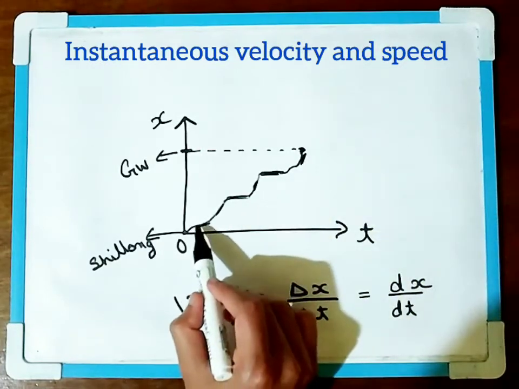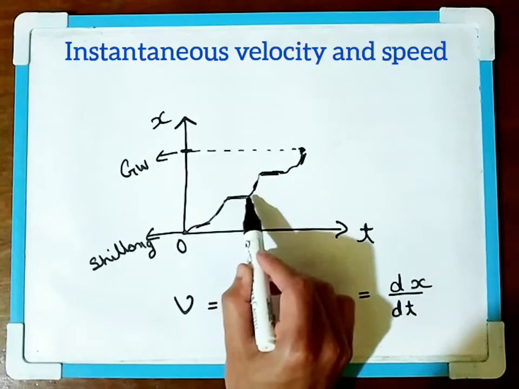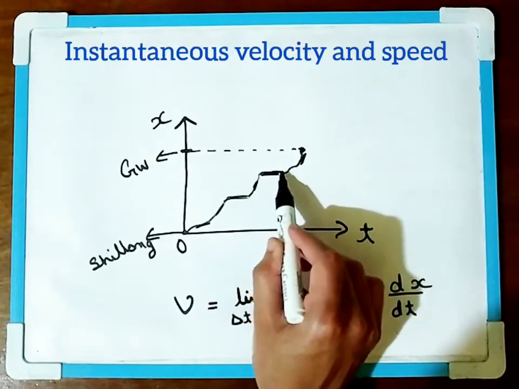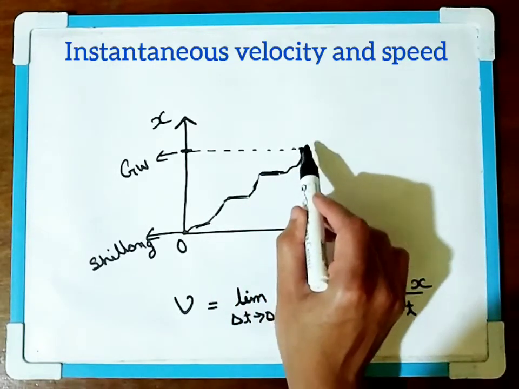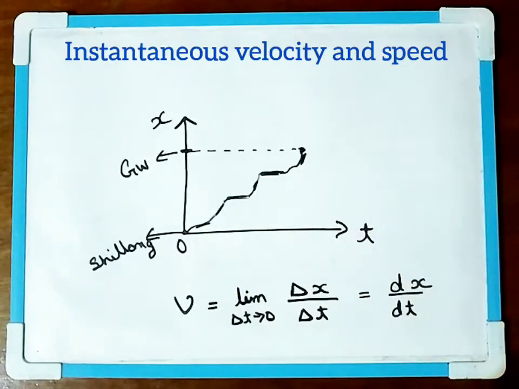So here you're traveling slowly, then fast, then at rest, then fast, then at rest, then slowly, then fast, then you reach the destination. So here you can see that the velocity is not constant at all. It's not in a uniform motion.